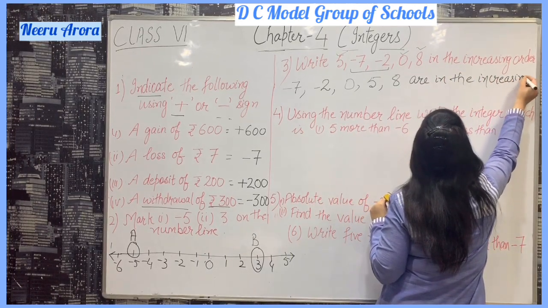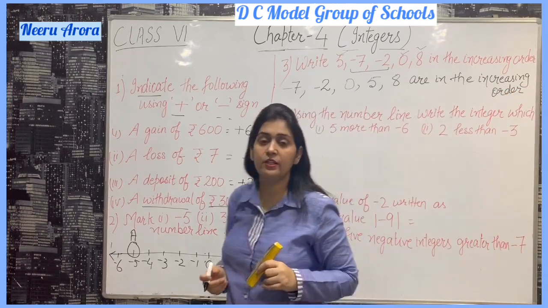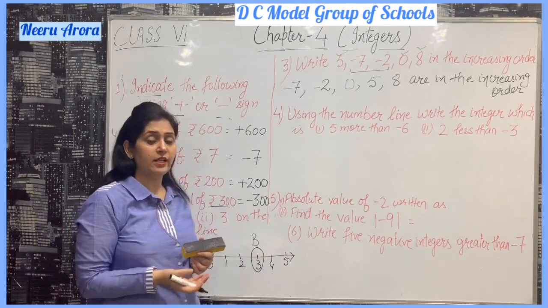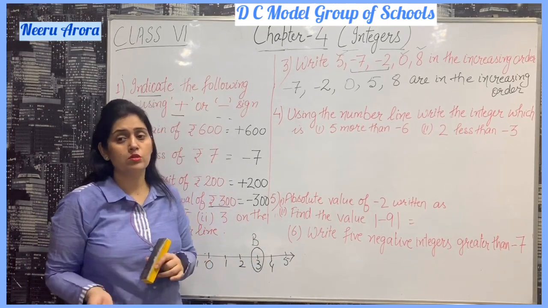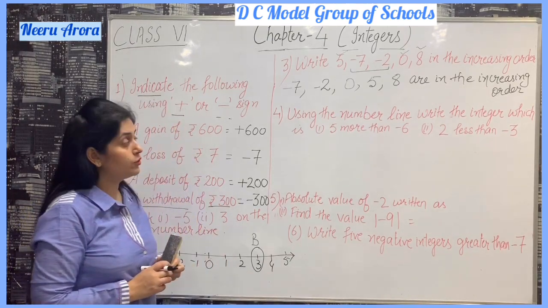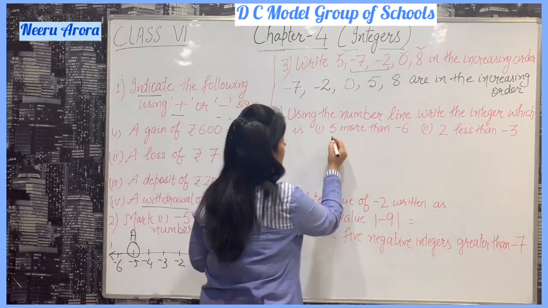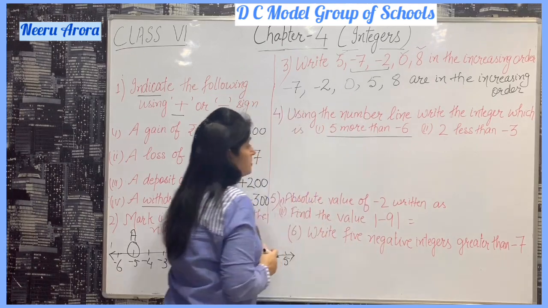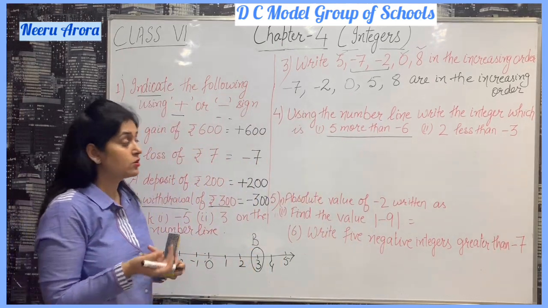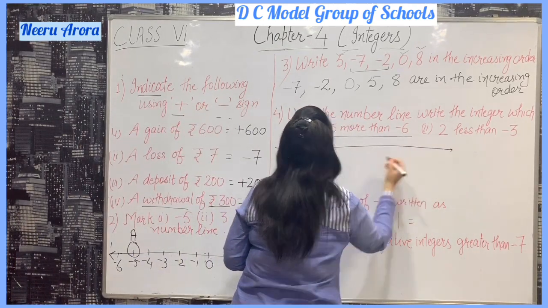In the same way, we can do the sum of decreasing order. So what is the difference when we do the sum of decreasing order? In that, first we will take the biggest number, so biggest to smallest. This is the only difference. Now look at the fourth question. Using the number line, write the integer which is 5 more than minus 6. So let's draw the number line first.